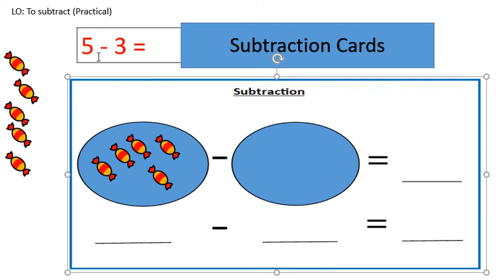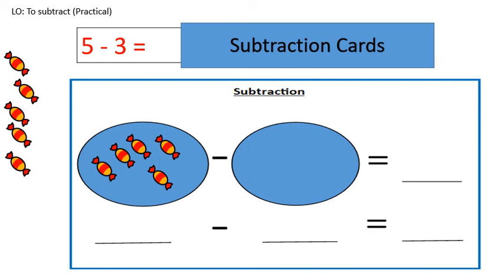Now, 5 subtract 3. Before I do that, I'm just going to write the number 5 here, so I know how many I have. So I counted out 5, and I'm going to write the number 5 here. So I'm building my number sentence. 5 subtract 3. What I need to do is pick up 3 of the sweets from here and put them into the second circle. So I'm taking them away, I'm subtracting them.